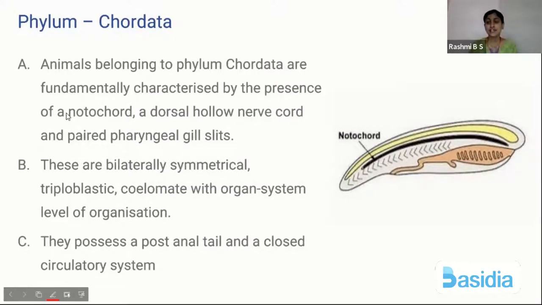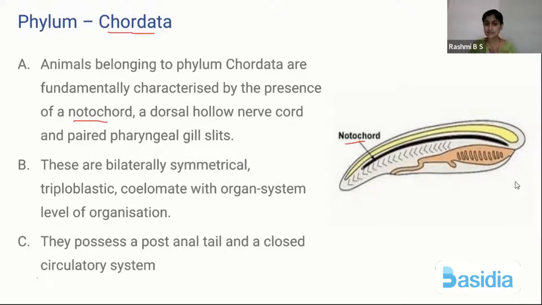Okay. Yes, children, now we are discussing a new phylum, the last phylum of the animal kingdom, that is Chordata. Children, you remember this picture of notochord? We discussed this in the first session, right? Notochord is a rod-like structure arising from the mesoderm of the embryos, right? So the animals with a notochord are called Chordata. The animals which have a notochord are called Chordata.